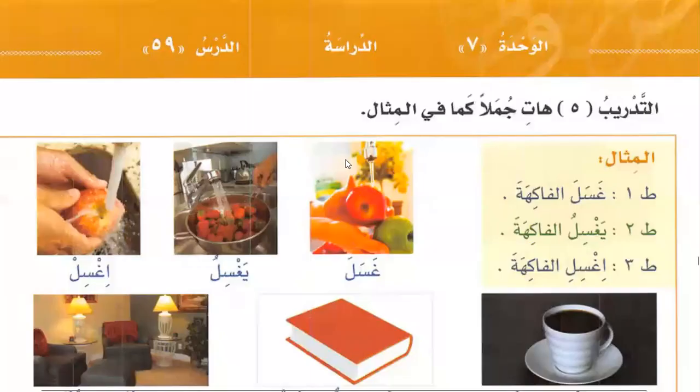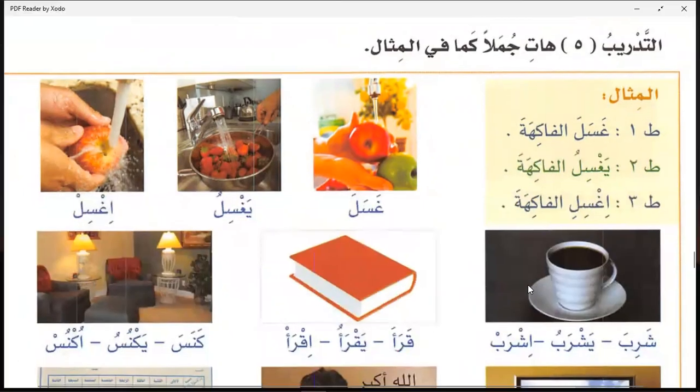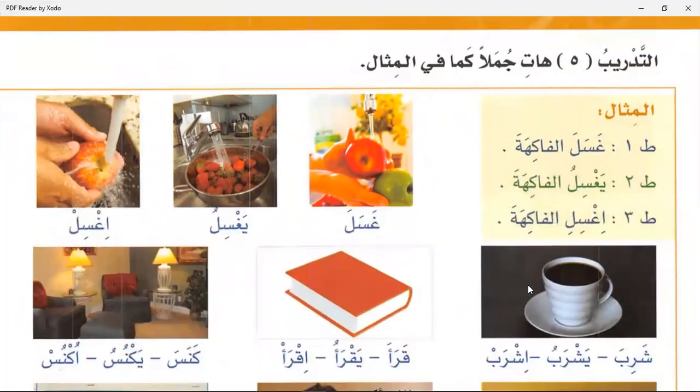So in this question you will memorize that ghasala, he washed; yaghsilu, he is washing; ighsil, wash. So ghasala al-fakiha, he washed the fruit; yaghsilu al-fakiha, he is washing the fruit; ighsil al-fakiha, in this sentence you are ordering the next person to wash the fruit. Who will read the example? Raise your hand. Mr. Rahma, read the example. Unmute your microphone.